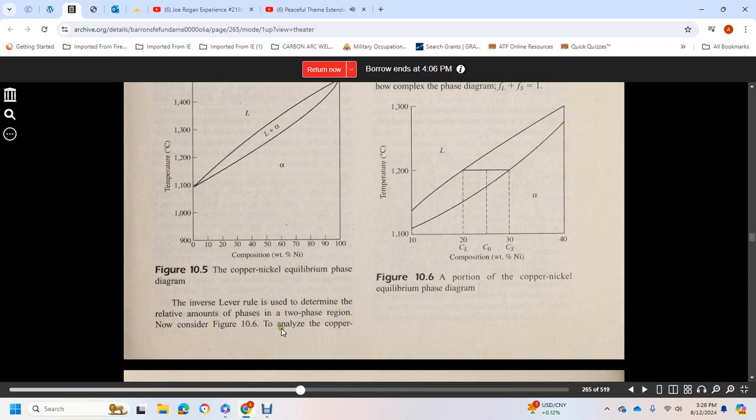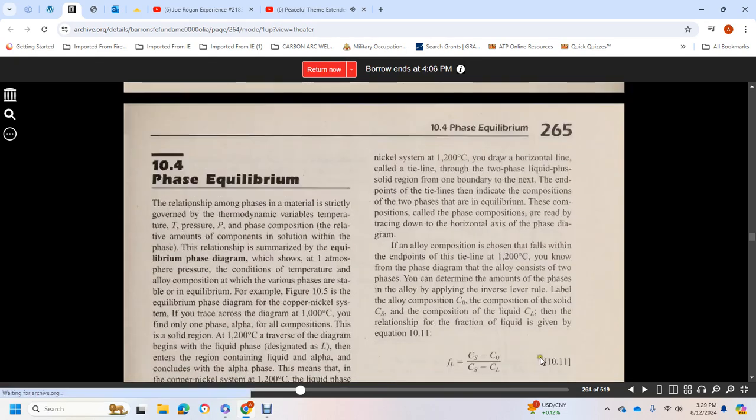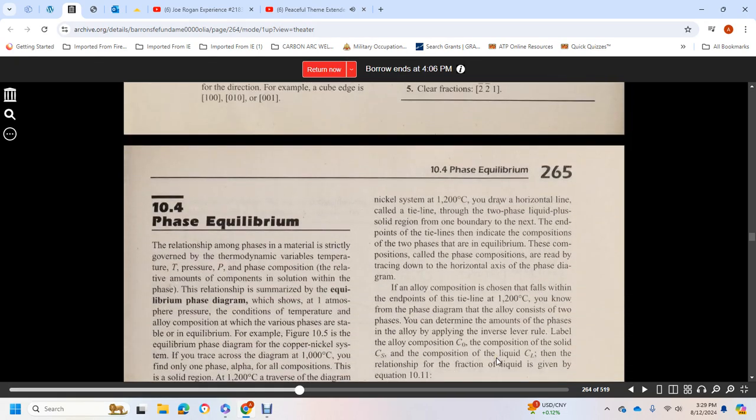Now consider Figure 10.6 to analyze the copper-nickel system at 1200 degrees Celsius. You draw a horizontal line, called the tie line, through the two-phase liquid plus solid region with a boundary. The end points of the line, with the indicated compositions of the two phases in equilibrium, called the phase compositions, are read and traced down to the horizontal axis of the phase diagram.